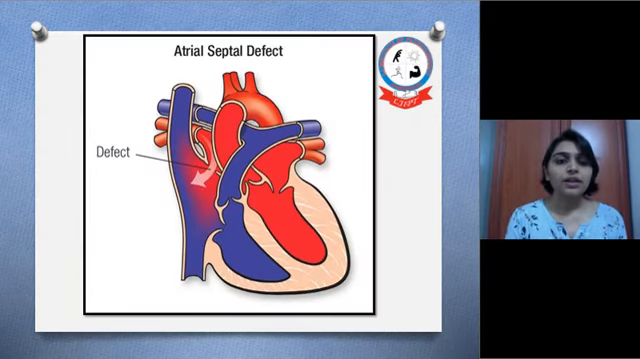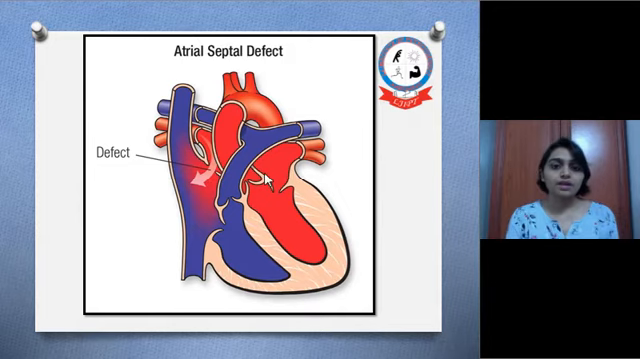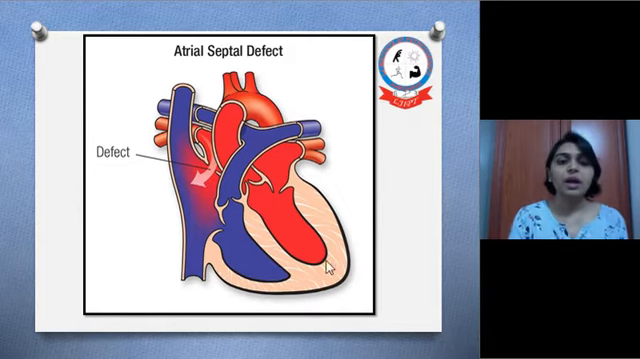Here in a figure, we can see there is an opening in the interatrial septum. Because of pressure changes, as the left side of the heart is having higher pressure than the right side of the heart, the shunt will be from the left side to the right side. So oxygenated blood will be mixed into the deoxygenated blood.